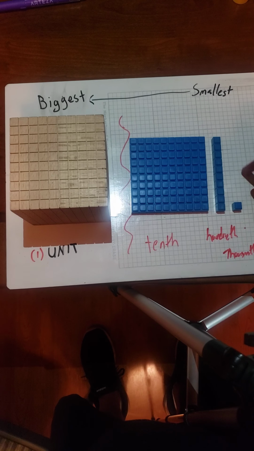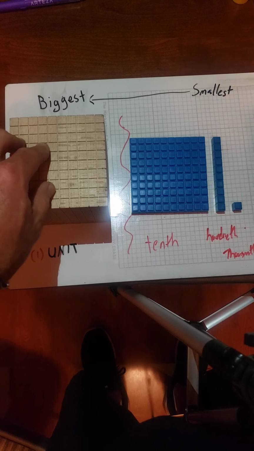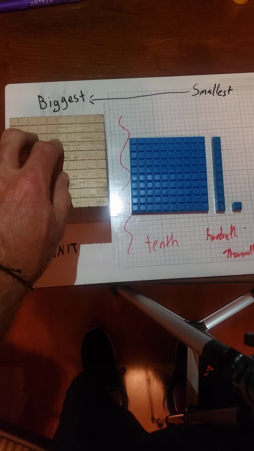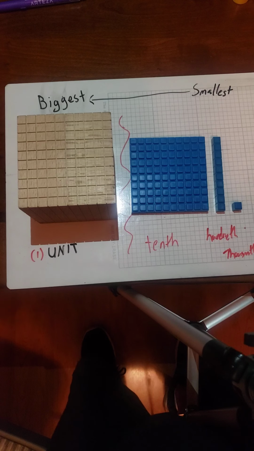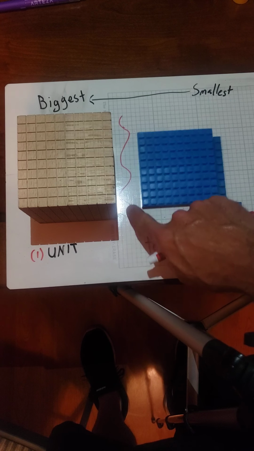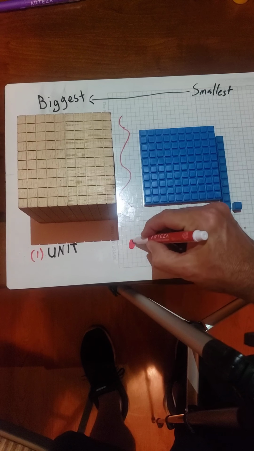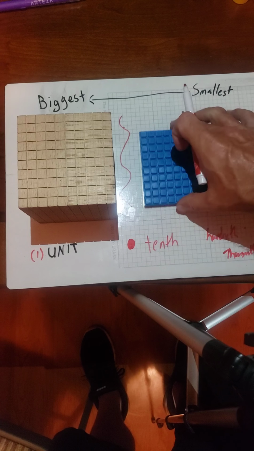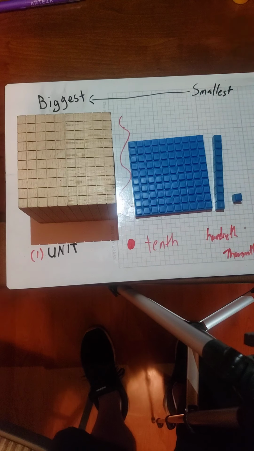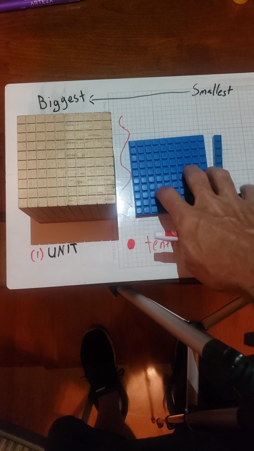So the smallest one is always over here on the right-hand side, and the biggest place value is over here on the left-hand side. Okay, so that's how you can demonstrate decimals. That's what we're doing. So obviously this squiggle line right here represents the decimal point. And what the decimal point does is it separates whole numbers from fractions of numbers.